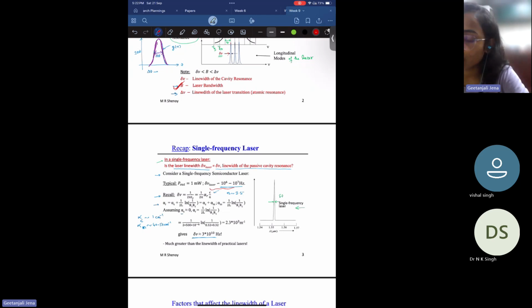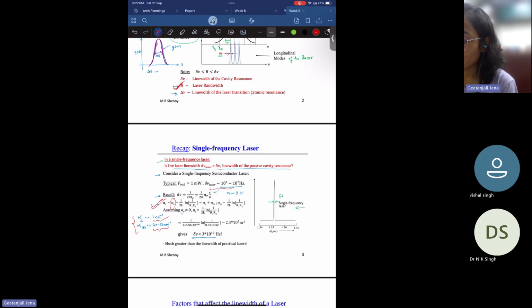So delta nu, if you recall, is 1 by 2 pi Tc, and Tc is given by n by C alpha r. And alpha r is the resonator loss coefficient, which is given by alpha C plus 1 by 2L ln 1 by R1 R2. R1 R2 will be given in the problem. If you take a typical value, alpha C is in the order of 1 centimeter inverse and alpha m is in the order of 40 to 50 centimeter inverse.